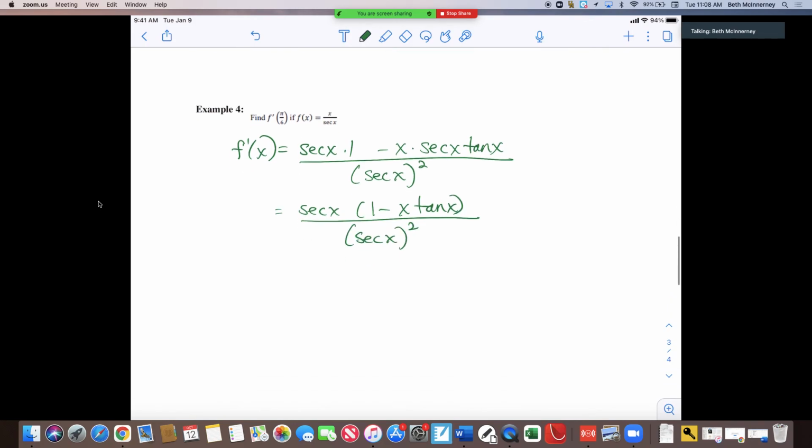Now, there was kind of an easier way to do this one and a harder way to do it. If you notice that you had a common factor of secant x, before you plug in pi over 6, you can cancel one of the secant x's. And that just makes the work a lot easier.